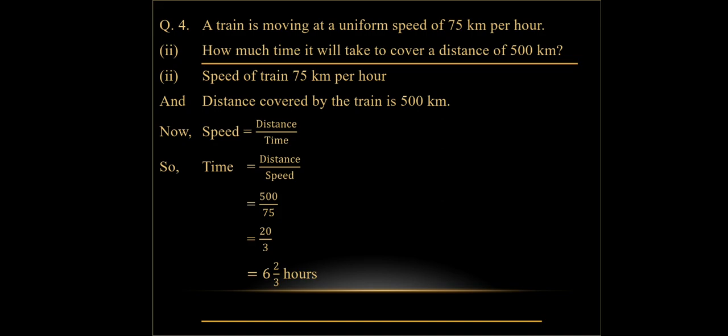So the train will cover this distance of 500 km in 6 and 2 by 3 hours. You can convert into minutes also. If you want to convert this into minutes, then you need to multiply by 60. But if you are converting minutes into hours, then you need to divide by 60. So the train will take 6 whole and 2 by 3 hours to cover a distance of 500 km.